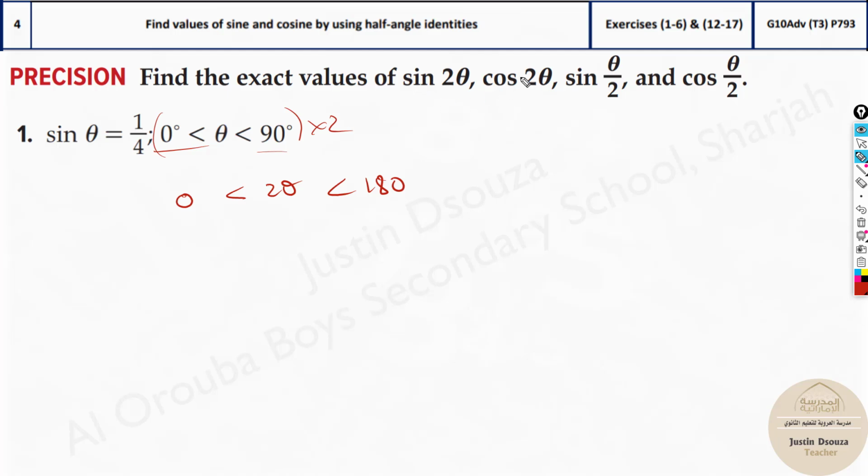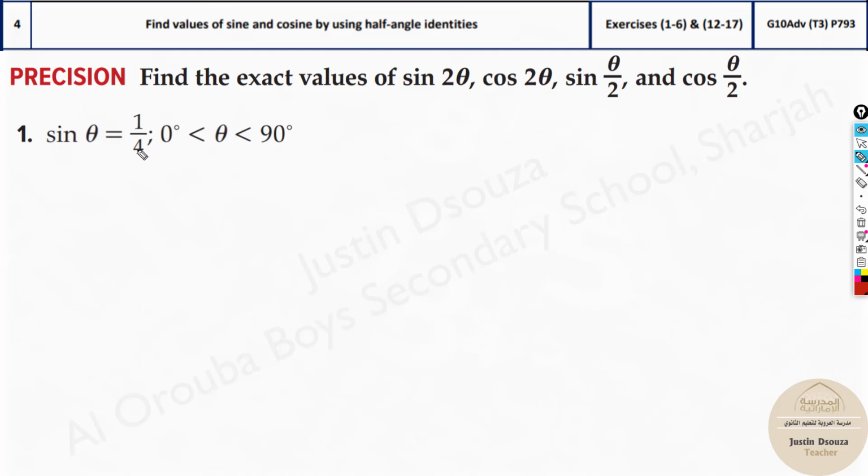So this is the condition of theta for these two double angles. But for half angle, it will just be divided by 2 throughout. So this will be 45 degrees. Here these are the conditions. How we solve this, we require cosine.